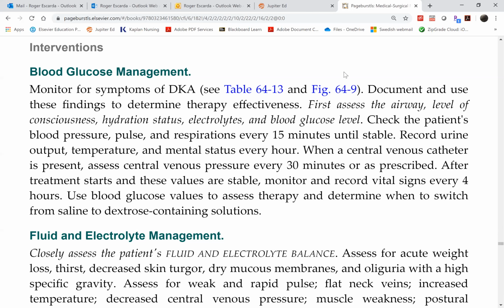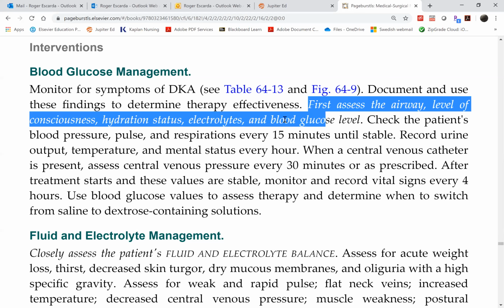So just follow this. We have airway, level of consciousness, hydration status, electrolytes where we're at it, and monitoring blood glucose level. If you take that one by one, that means we give oxygen, we give fluids, we replace electrolytes, and we give insulin to drop the blood glucose level in that order.